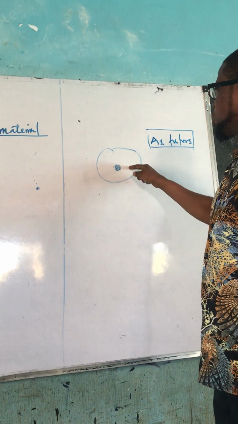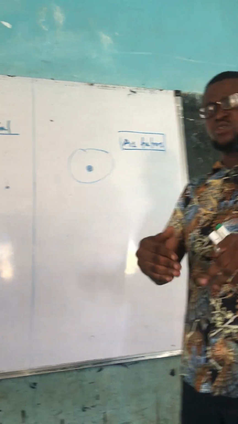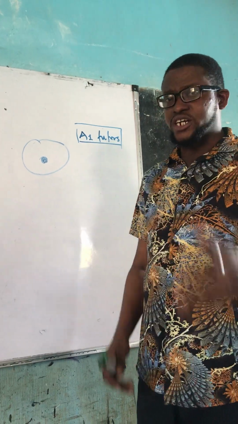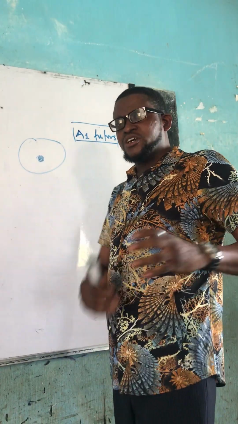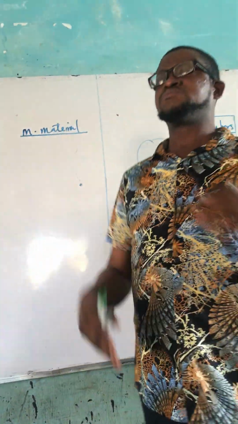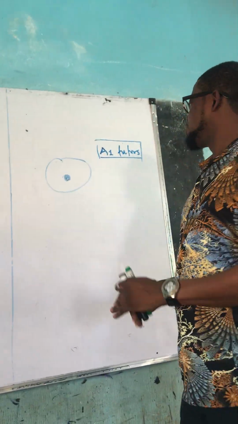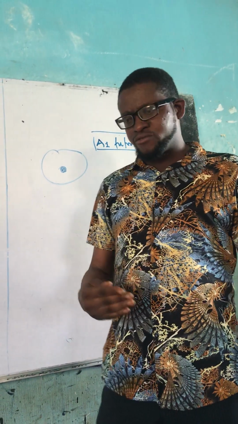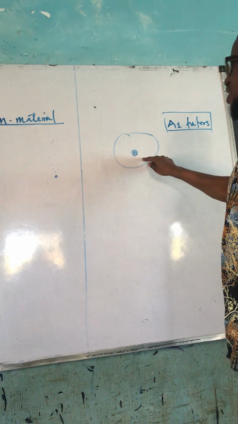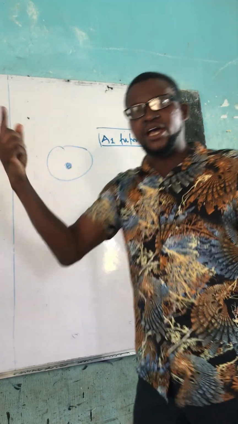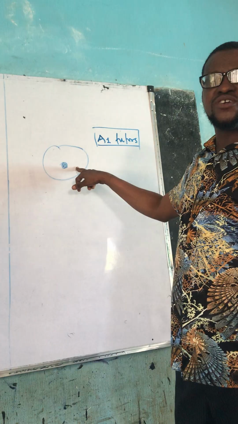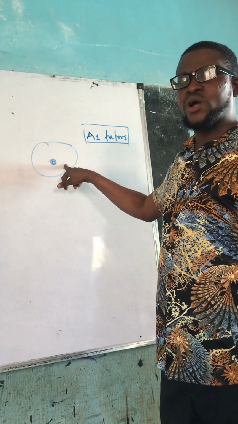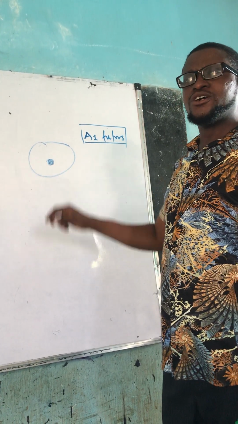I am going to expatiate on them very well, but there are three classifications, and the reason for the three classifications is how they respond when they are in a magnetic field. Some of them will be repelled by the magnetic field, meaning when they come to a magnetic field, they will be repelled. Those ones are called diamagnetic material.